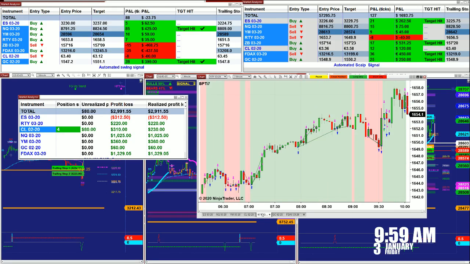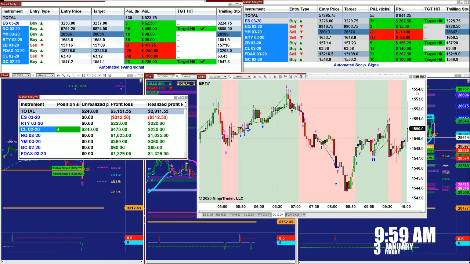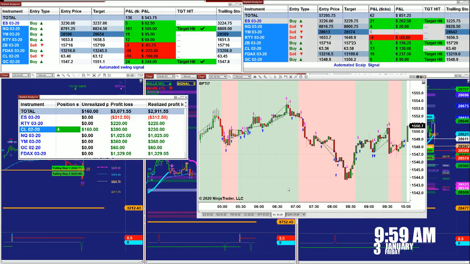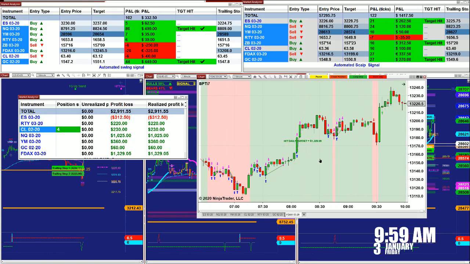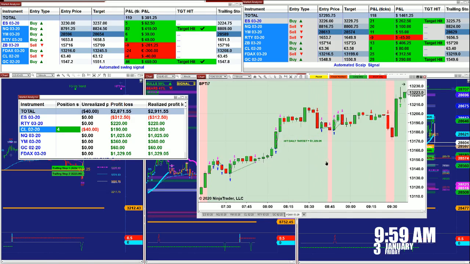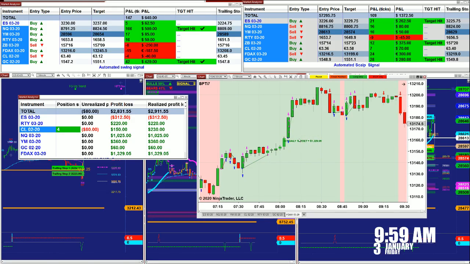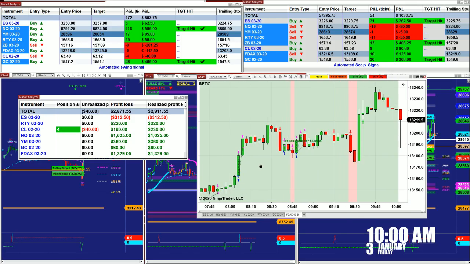I have some kind of problem after OneDrive tried to restore the older Ninja and messed up my new Ninja. So also on the DAX, it just hit the target. You can see daily target hit, 1,329, and it is very consistent, and I like it.